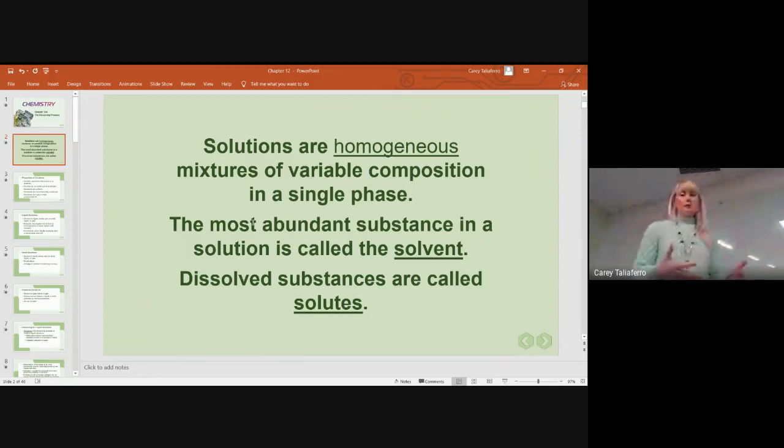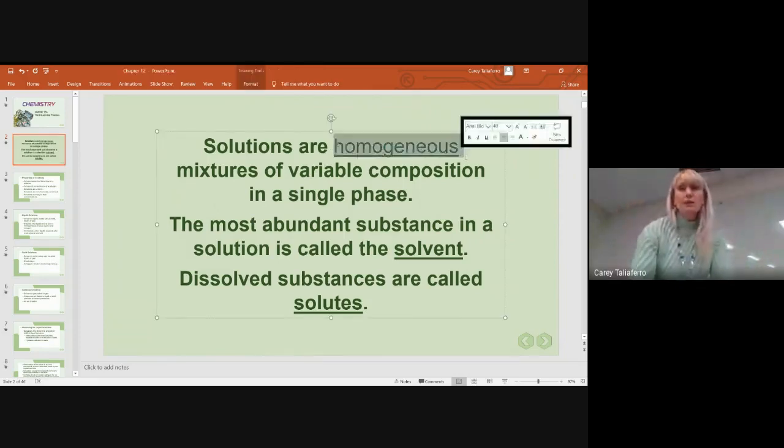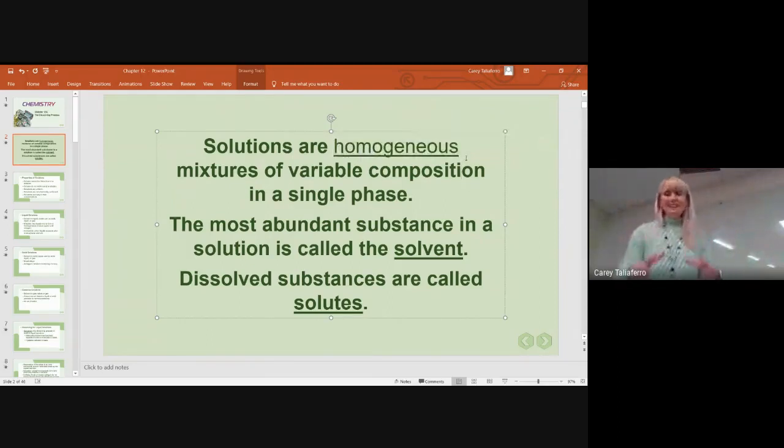Think about trail mix. If you have trail mix, that's called a heterogeneous mixture because you can see everything. You can see the cashews and the pecans and the almonds and the M&Ms and the raisins, et cetera, et cetera. What the word homogeneous means is that you can't see the difference. It all looks the same. Going back to that prefix, H-O-M-O, homo, meaning the same. So in a homogeneous mixture, it looks the same.